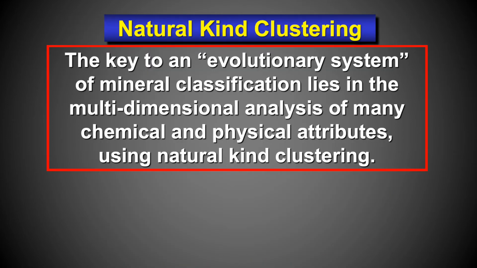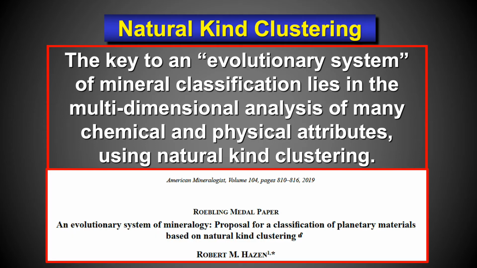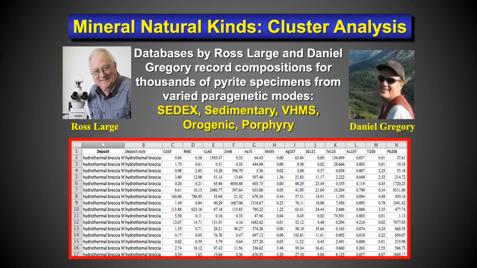Now, we claim that natural kind clustering is the key to an evolutionary system where classification is going to depend on these rich, multidimensional attributes of minerals. This idea was published in 2019 in a paper in American Mineralogist. We've been applying it using large data resources that are available.